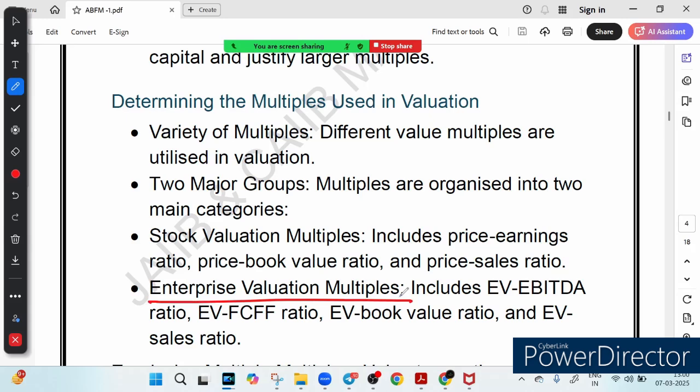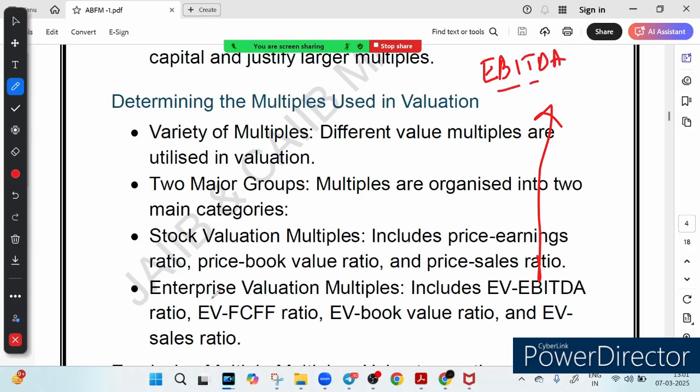This focuses on overall company value. Instead of share price, it focuses on the enterprise value, the overall company value, not just the stock price. Popular ones include EV upon EBITDA. You will always see EV in the numerator. EV means enterprise value. It compares the company's total value, or enterprise value, to its earnings before interest, tax, depreciation and amortization. EBITDA means earnings before interest, tax, depreciation and amortization.